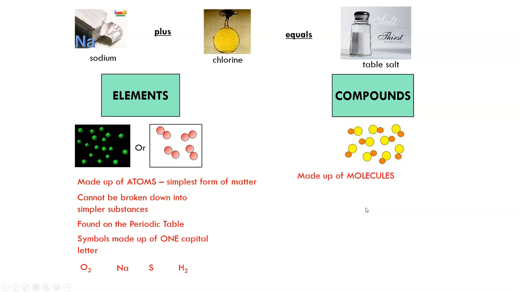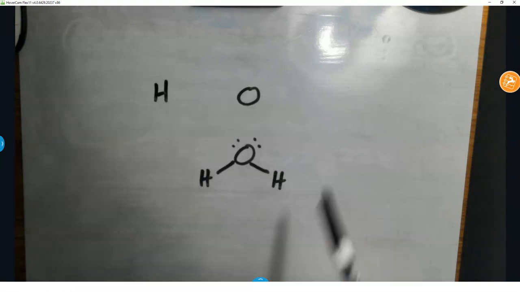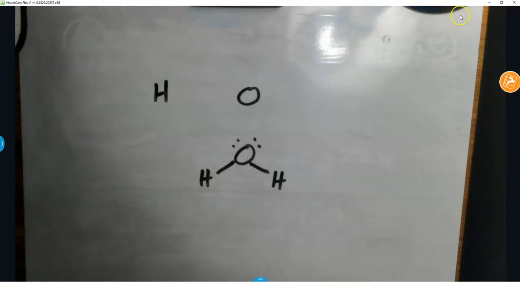Compounds are made up of molecules; the smallest unit of a compound is called a molecule. So again, going back to my water example, I have hydrogen and oxygen atoms that come together to make water molecules.